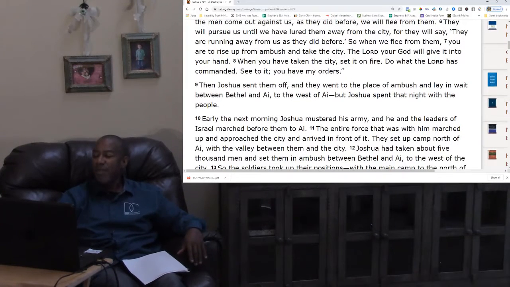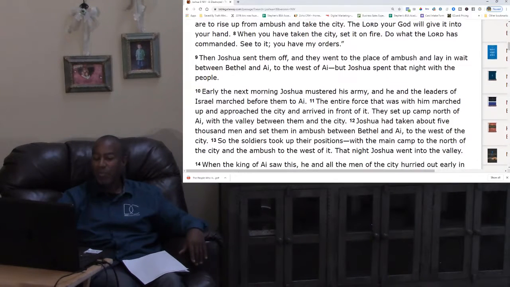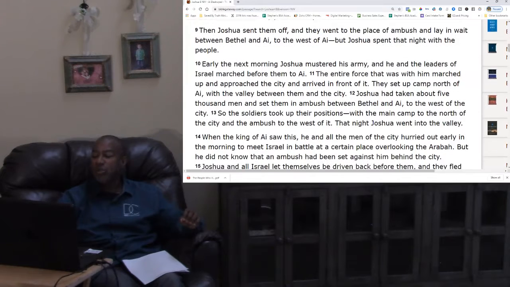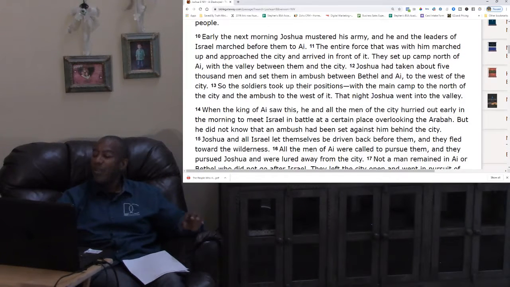Then Joshua sent them off, and they went to the place of ambush and lay in wait between Bethel and Ai, to the west of Ai. But Joshua spent the night with the people. Early the next morning, Joshua mustered his army, and he had the leaders of Israel march before them to Ai. The entire force that was with them marched up and approached the city and in front of it. They set up camp on the north of Ai, with the valley between them and the city. Joshua had taken about 5,000 men with him in ambush between Bethel and Ai, to the west of the city. So the soldiers took up their positions, with the main camp to the north of the city and the ambush to the west of it.